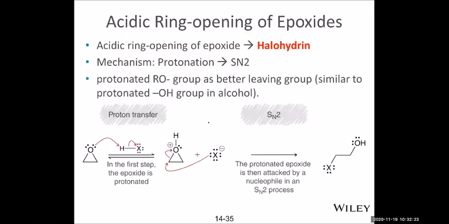Okay, if the ring opening happens in acidic solution, it is different. Typically the acid will be a hydrohalic acid. This reaction is the opposite of the halohydrin to epoxide reaction we just saw a moment ago. From the halohydrin, we add a base, and that will produce an epoxide. Now with an epoxide and with acid, the reaction can reverse.